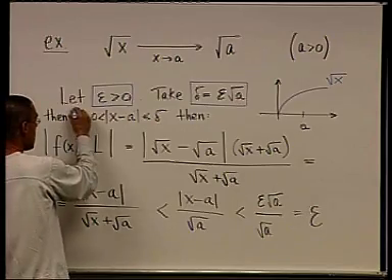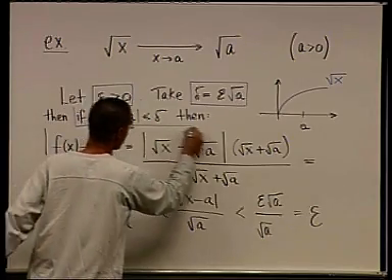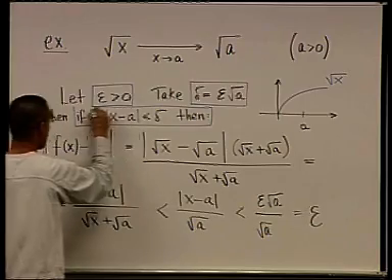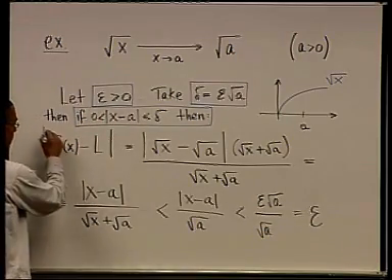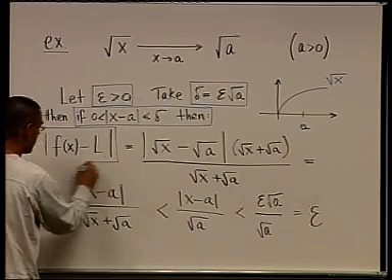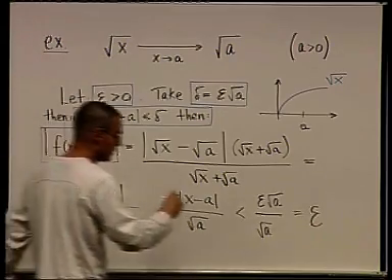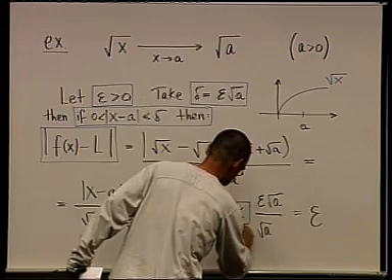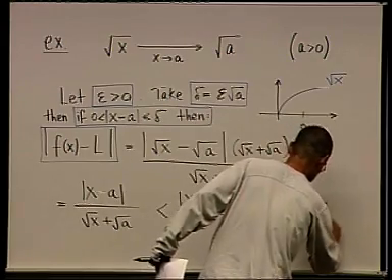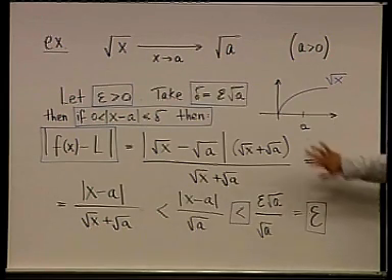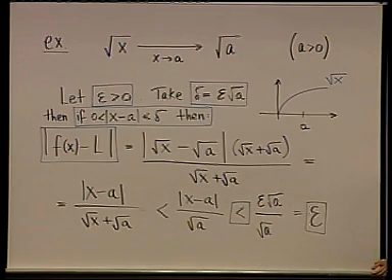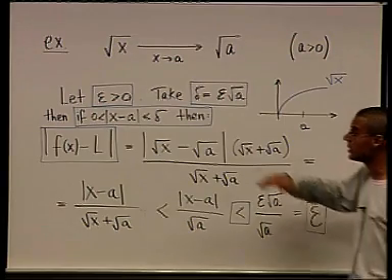Then, if |x minus a| is less than delta, then |f of x minus L| is less than epsilon. All the rest was just calculations we did along the way. But eventually, we showed precisely the definition of the limit.